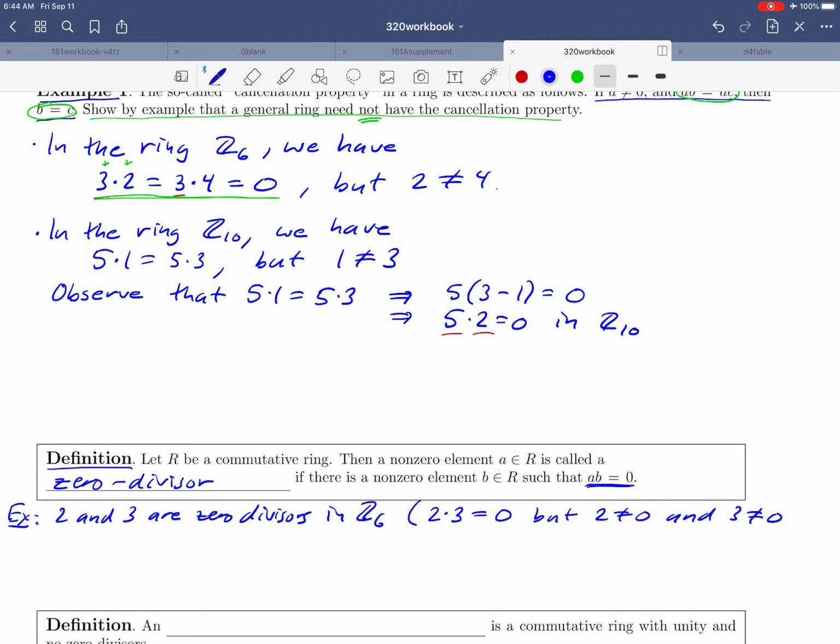Again, to be a zero divisor, an element needs to be non-zero, and it needs to be possible to multiply it by something else that's non-zero to get 0. Can you find me some zero divisors in Z10? How about 4 and 5? Those are zero divisors in Z10, because 4 and 5 are non-zero numbers that we can multiply together and get 0.